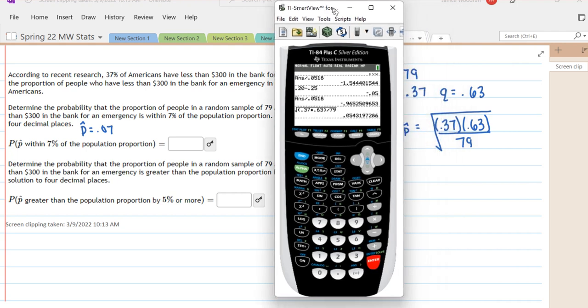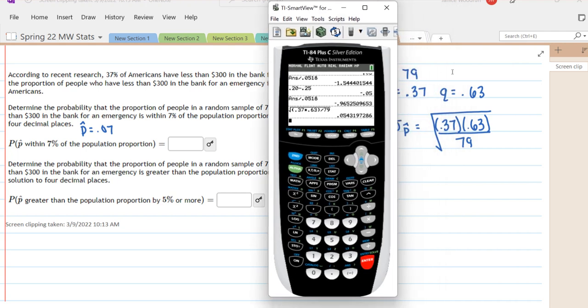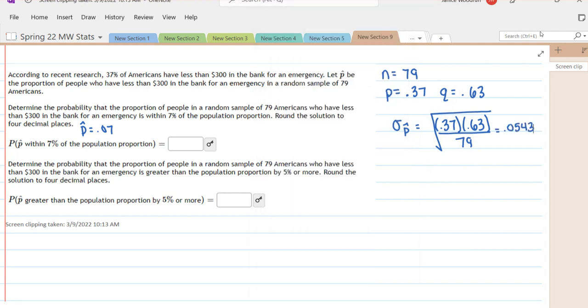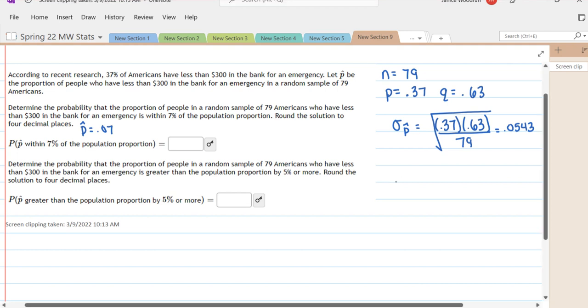Okay, so that's going to give us a standard deviation of 0.0543. Okay, so we want to know the probability that Americans who have less than $300 in the bank is within 7% of the population proportion. So let's find the z-score for 7%. So z is going to equal 0.07 minus 0.37 over 0.0543.